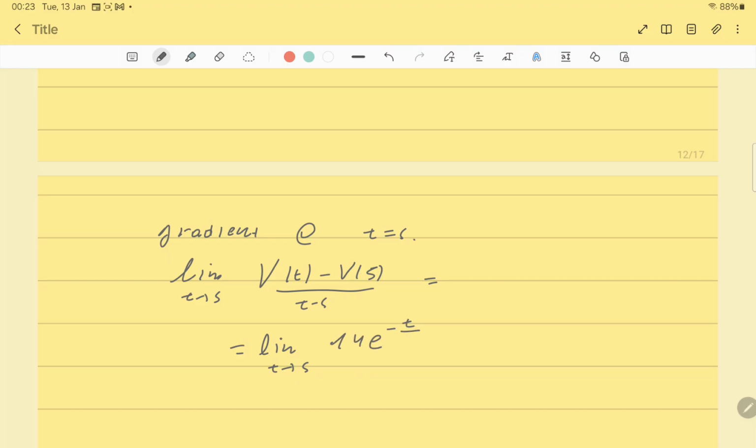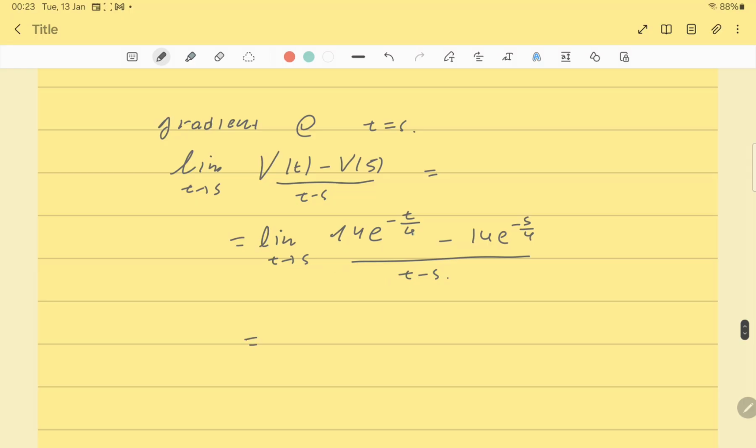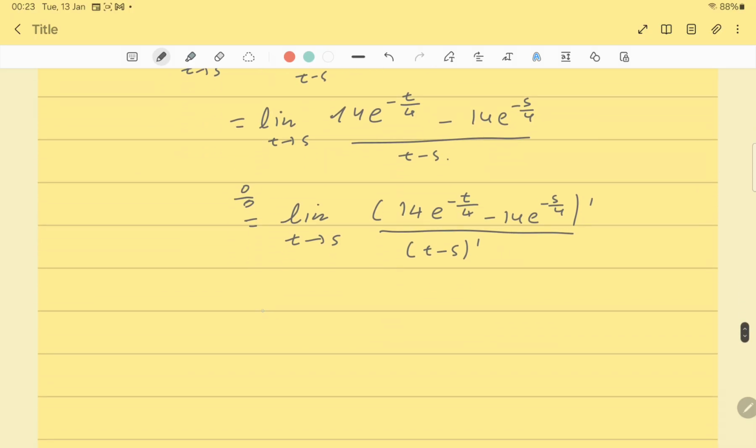14e to the minus t over 4 minus 14e to the minus 5 over 4, over t minus 5. Again, if you plug t equals 5 into the numerator and denominator, you get 0 over 0. And you can find the limit is going to be equal to the limit as t goes to 5 of the numerator, 14e to the minus t over 4 minus 14e to the power of minus 5 over 4, derivative of that, over t minus 5, derivative of this.